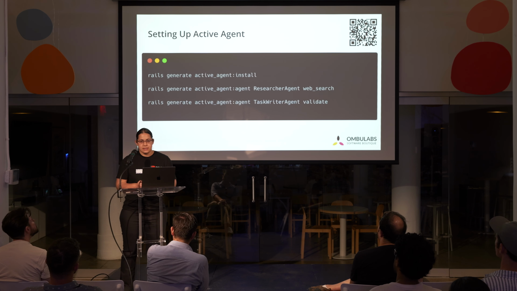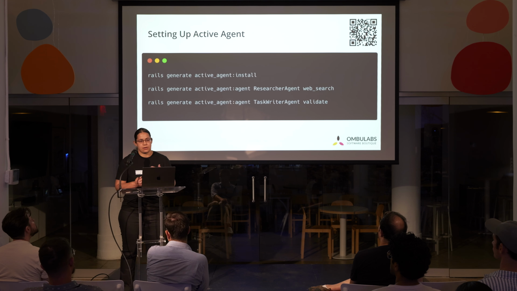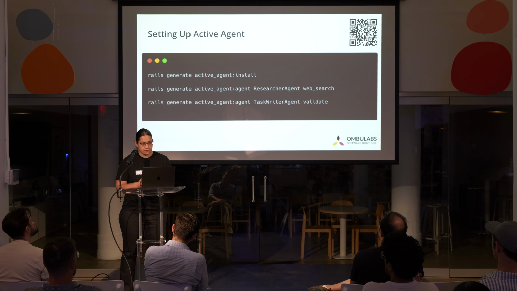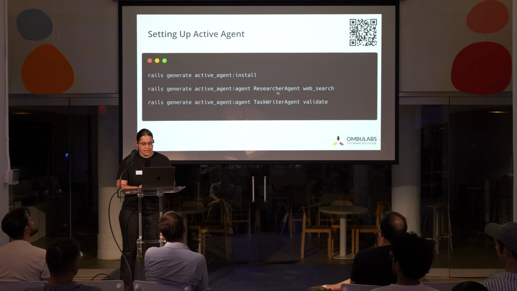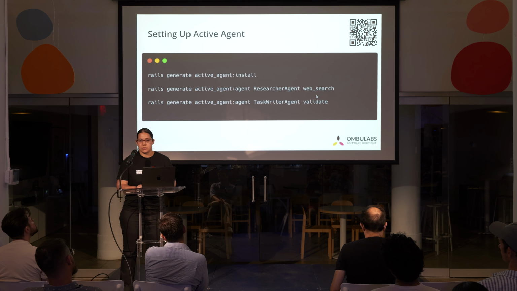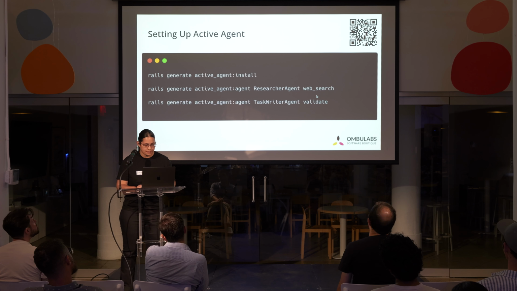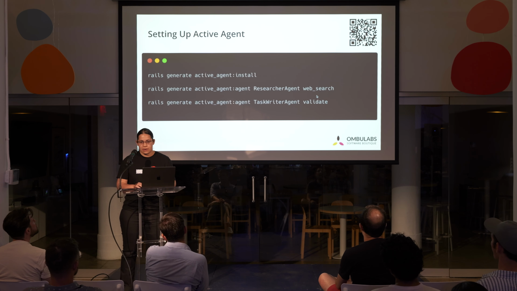To get started with it, you have basically the rails generate active_agent:install command. That's going to create a YAML configuration file for you and an application agent, which is a base class that a lot of your agents are supposed to inherit from. Then you can use the same command to create your agents. The researcher agent and task writer agent are the names of my agents, the names of my classes. And then I also define tools, actions that I want these agents to call. So now I'm all set up.